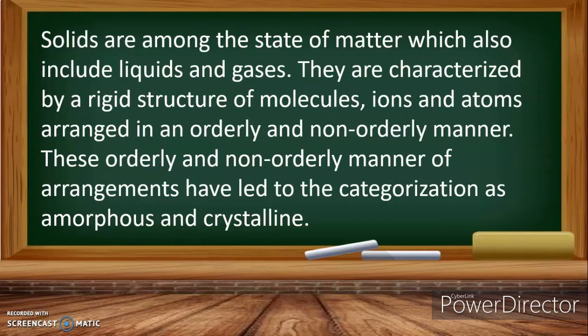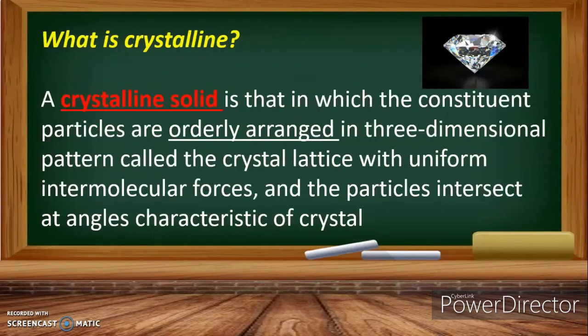Solids are among the states of matter, which also include liquids and gases. They are characterized by a rigid structure of molecules. Ions and atoms arrange in an orderly and non-orderly manner. This orderly and non-orderly manner of arrangement has led to the categorization as amorphous and crystalline.